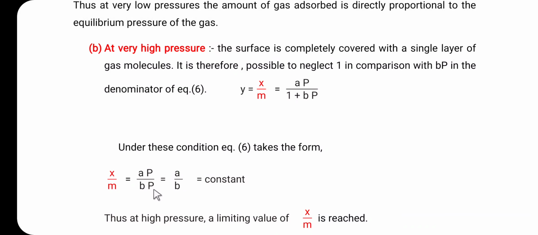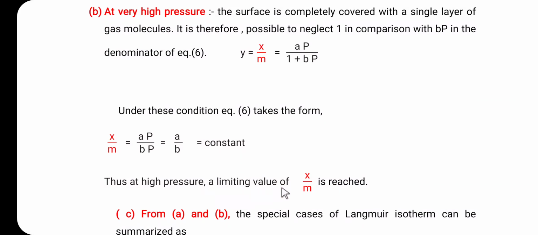The p cancels, and x by m is equal to a divided by b. Once again, a and b are constants. That's why this ratio is constant. So we can say that at high pressure, a limiting value of x by m is reached, or the limiting value of x by m is obtained. This is the second condition at very high pressure.